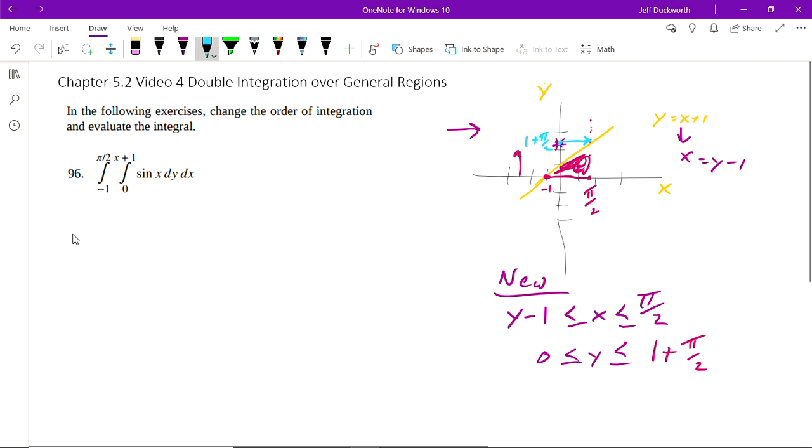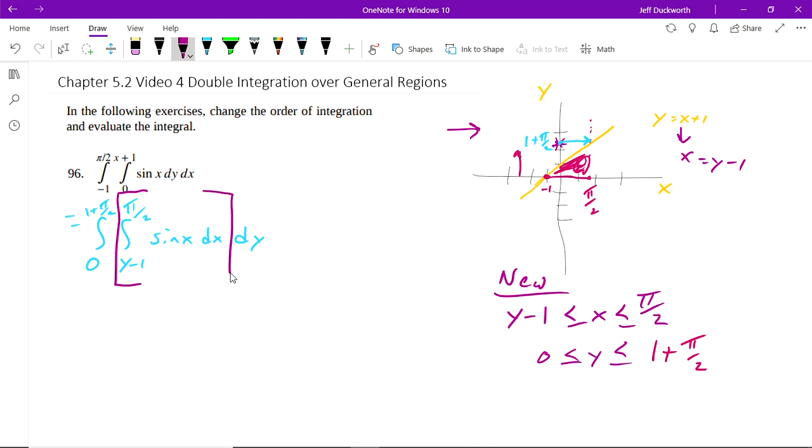So let's do this. So this equals, we're doing dx first. So our x's are y minus 1 to pi by 2. And again, we want dx first and then dy after. And then our y's are changed to 0 and then 1 plus pi by 2. All right, so let's work on that.